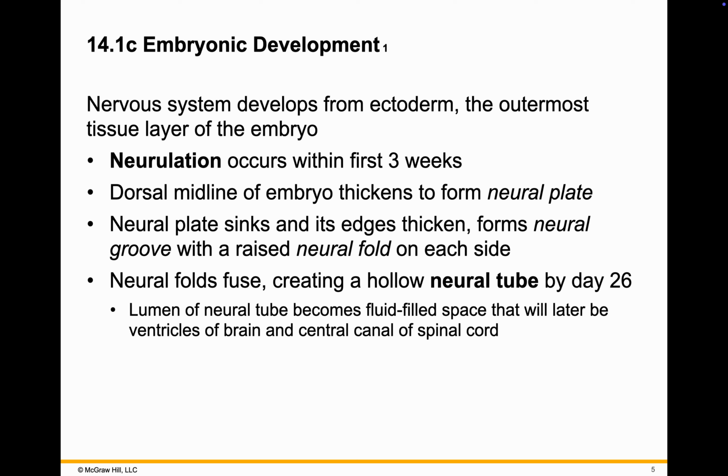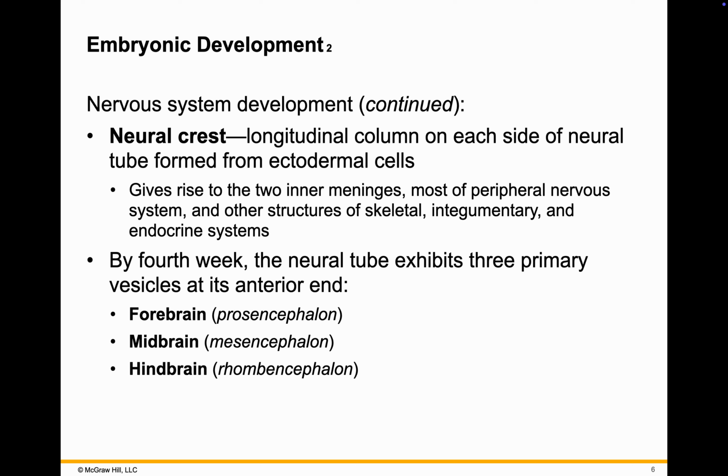The neural crest is a longitudinal column on each side of the neural tube formed from ectodermal cells. It's going to give rise to the two inner meninges, most of the peripheral nervous system, and other structures of the skeletal, integumentary, and endocrine systems. So by the fourth week, the neural tube exhibits three primary vesicles at its anterior end: the forebrain, midbrain, and hindbrain, also called prosencephalon, mesencephalon, and rhombencephalon.